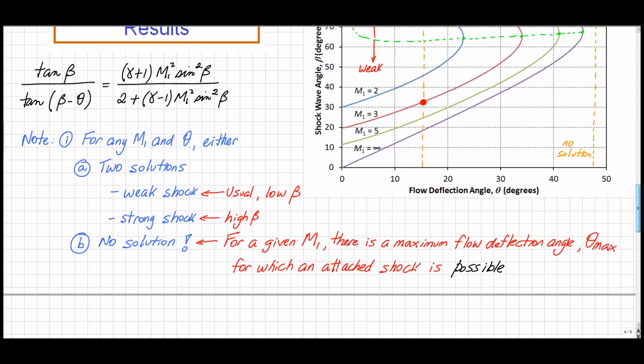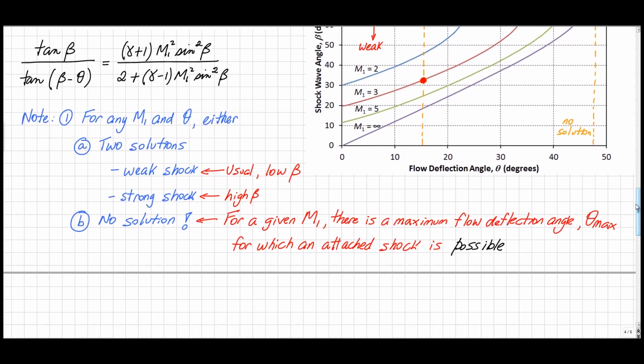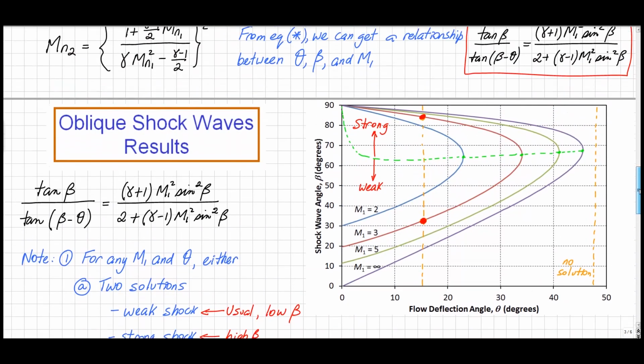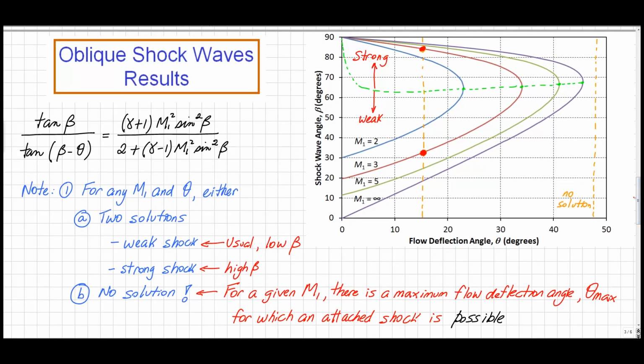Let me just slide the screen down and make one more point about the shock detachment. Our plot shows us that theta max is smaller when we have a lower value of M1. So what this means is that for high Mach numbers we can get an attached shock for much higher values of flow deflection angle. So I can write that as we can get to higher theta with an attached shock for high Mach numbers M1.